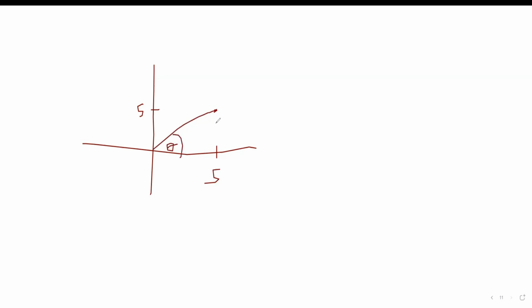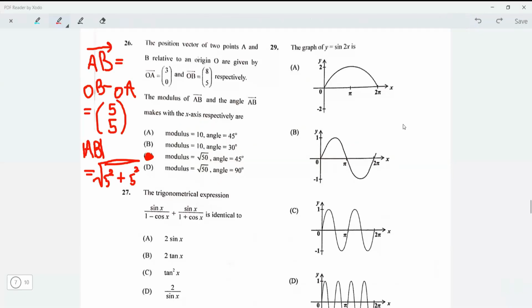So to find that angle, you can say tan theta. You want to use tan because we have the adjacent and the opposite, both 5. So tan of theta is 5 over 5, which is 1. That means theta is tan inverse of 1, and tan inverse of 1 is 45 degrees. That easy, don't it? That's 45. That's C. Nice.